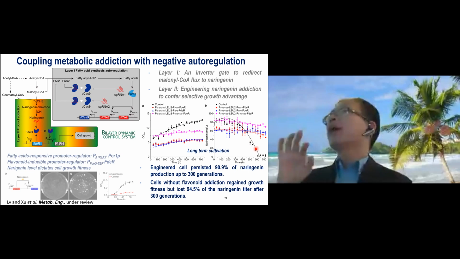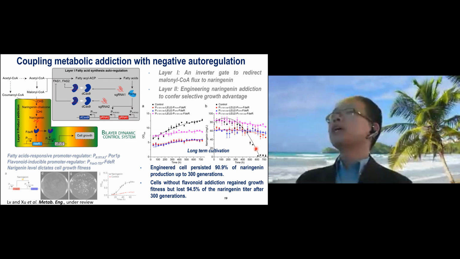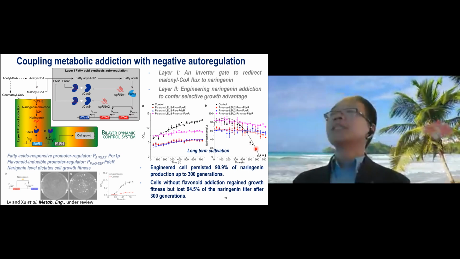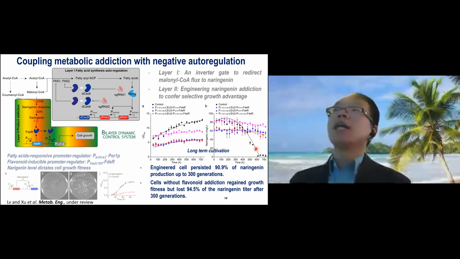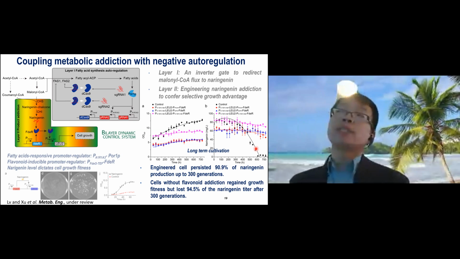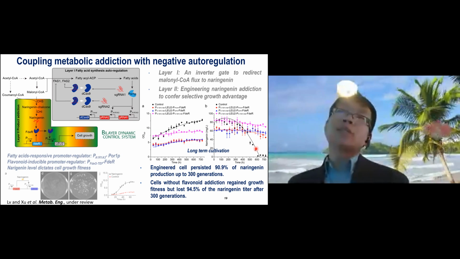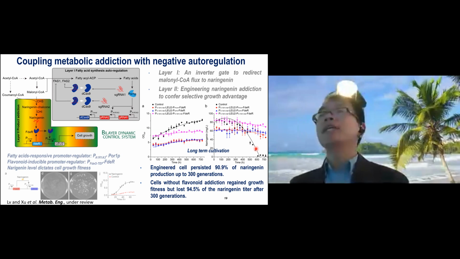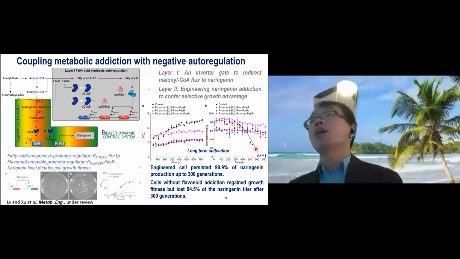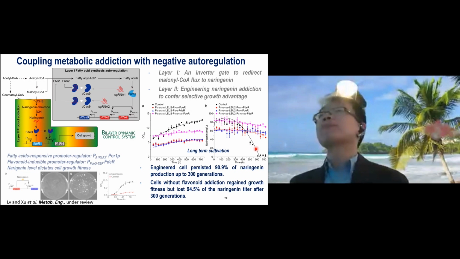So in the example shown here, we can use intelligent control. We can combine evolution and engineering principles. We can improve the stability. Imagine you grow this cell in the bioreactor. You don't need to worry about genetic instability or strain degeneration.